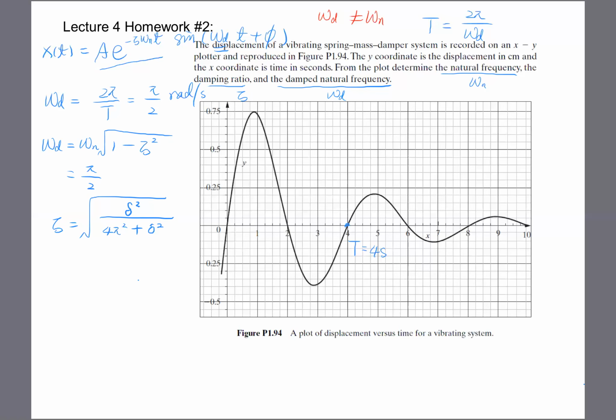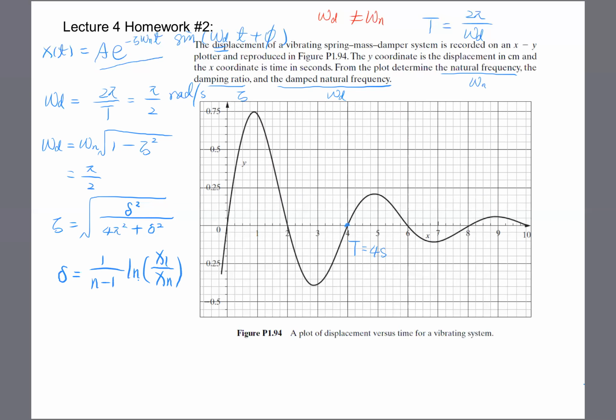So if you recall, this delta is actually 1 over n minus 1 log x1 over xn. So n means the nth peak. x1 is the value of the first peak. xn is the value of the nth peak. So in this case, let's find all the peaks in the system.